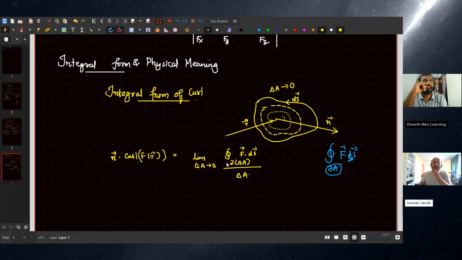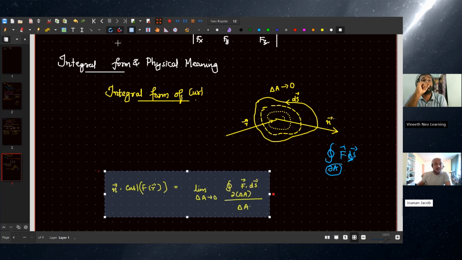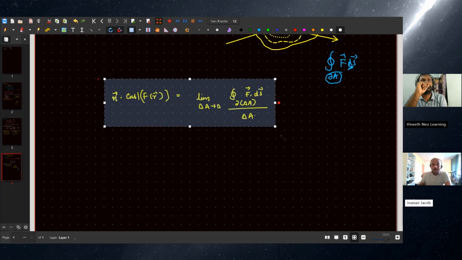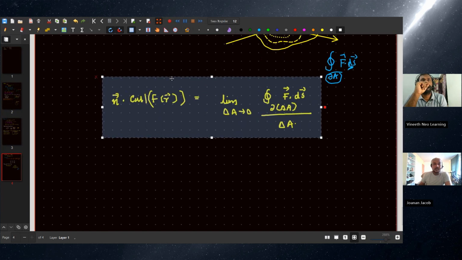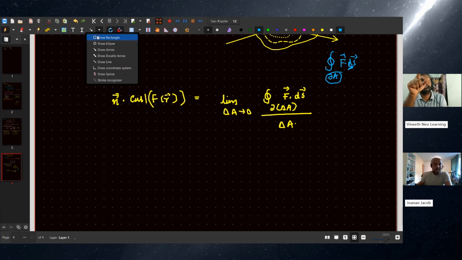Now, this is the integral form. Let's talk about the physical meaning. You should zoom that equation. Yes, I will make it larger. Can you see? So that integral is over del of big delta A.